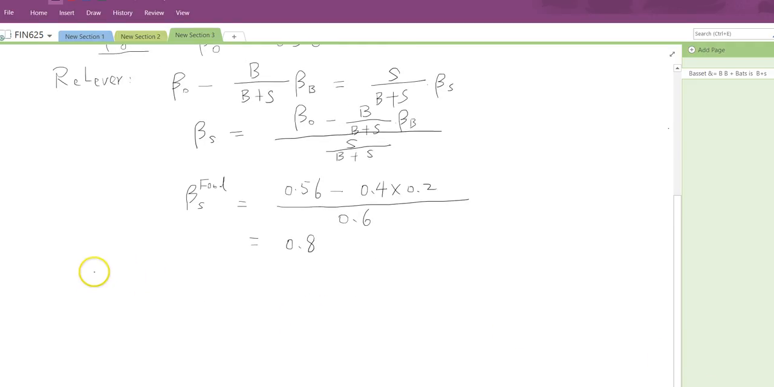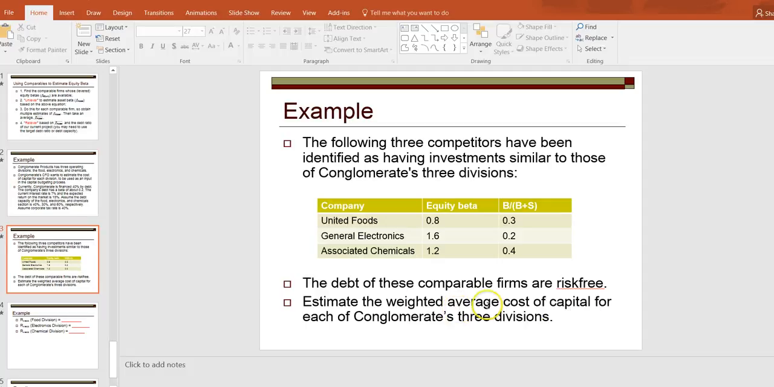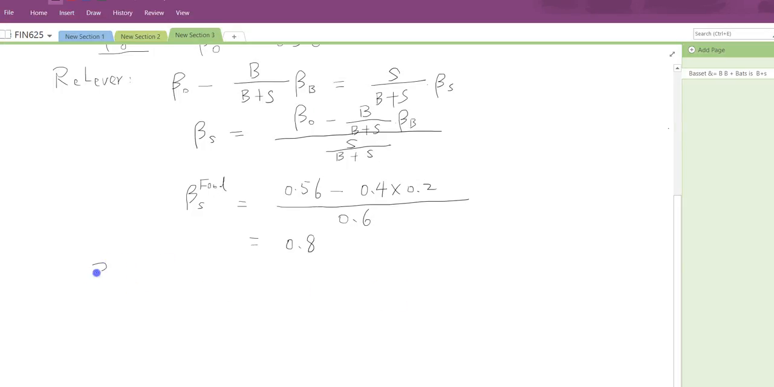But going back to the question, our ultimate job is to figure out the weighted average cost of capital, right? In order to do that, remember the formula for the weighted average cost of capital. WACC equals S over B plus S times RS plus B over B plus S. And then, because debt is interest deductible, we multiply by 1 minus the tax rate, and then times RB.